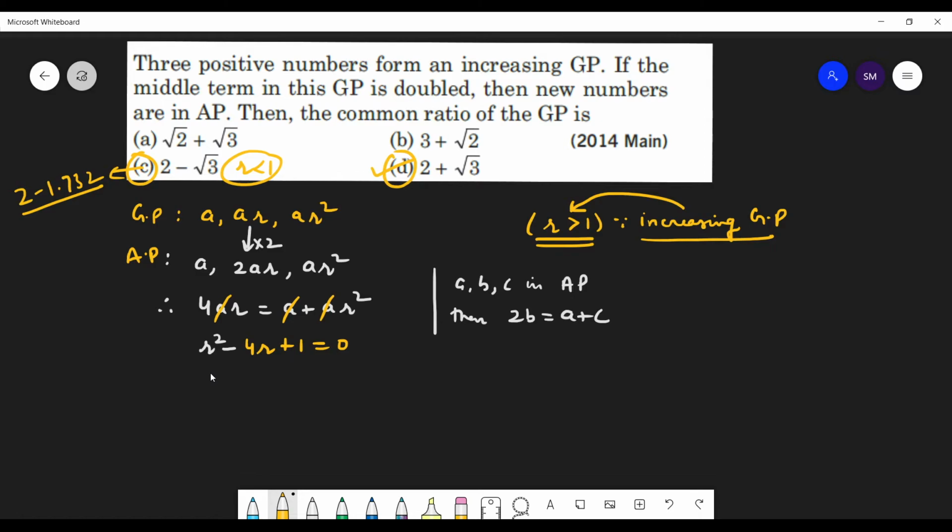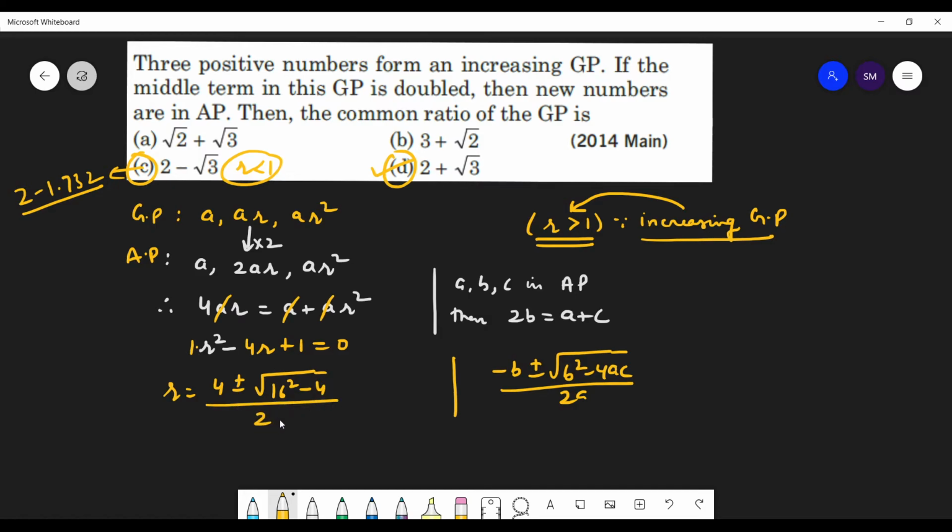So how have you solved it after this step? Quadratic equation. So we know that the roots are minus b plus minus under the root b square minus 4ac upon 2a. So r will be equal to, what do you get here? 4 plus minus under root 12, because b square is 4 square, which will be 16, minus 4 into 1 into 1, and here also a is 1. And divided by 2 into a, which is 1.